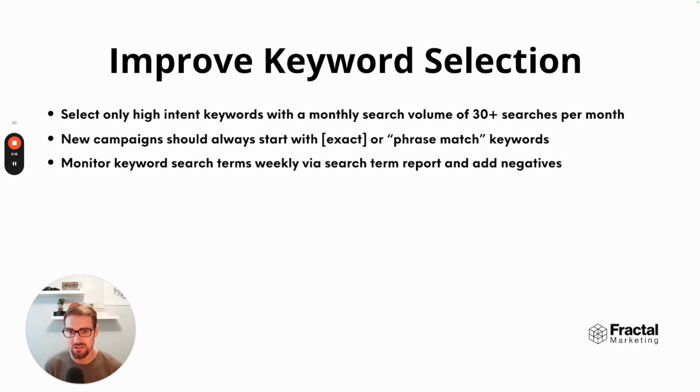So when you go into that search term report, kind of skim through those keywords, and then each week you want to be adding in negative keywords that are irrelevant to your search terms. That'll help your ads not show up for irrelevant things, basically, and save you some money.